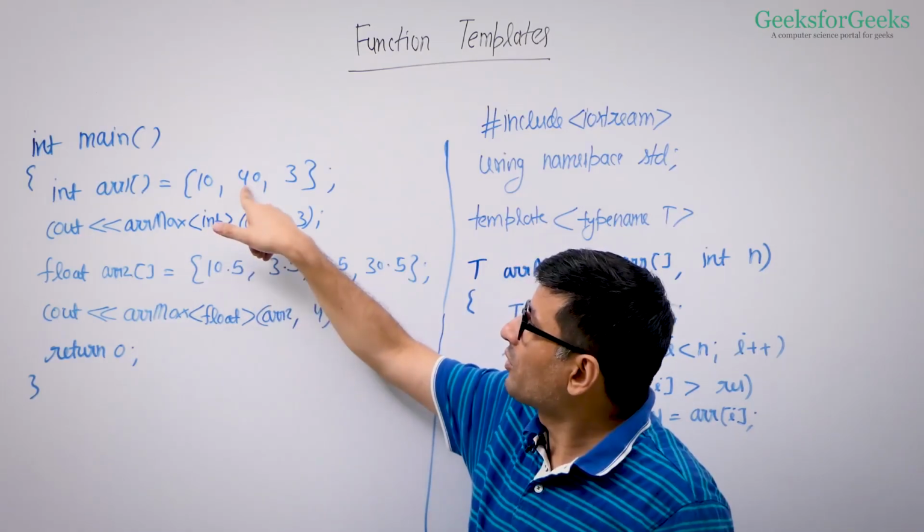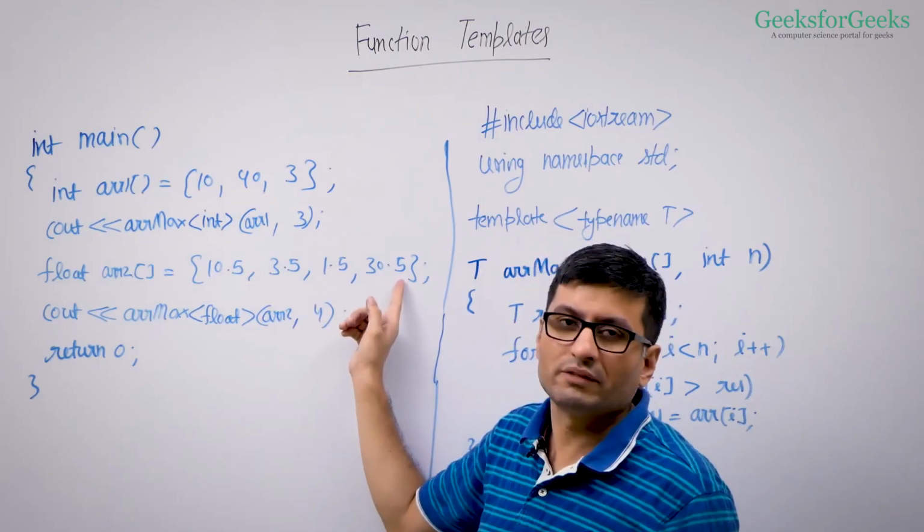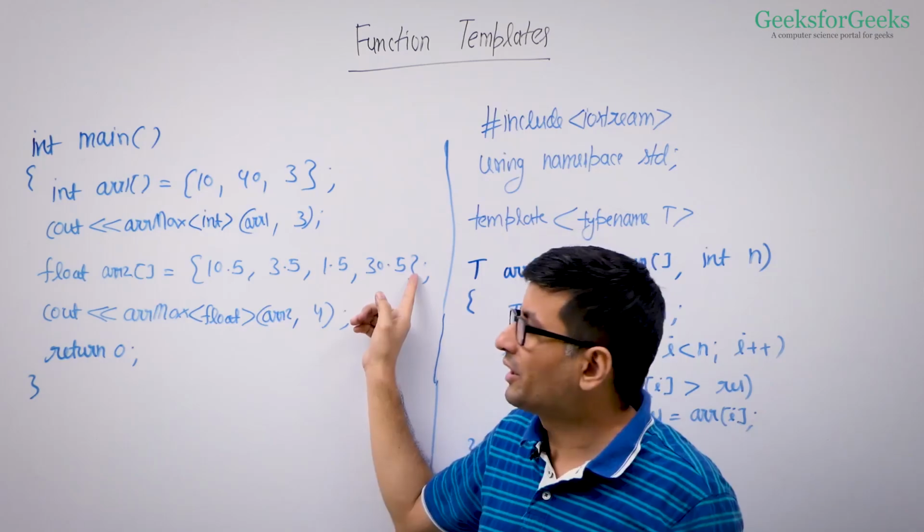So what do you get as an output here? You will get 40 here, and what do you get as an output? You get 30.5. That's the maximum value in this floating point array.